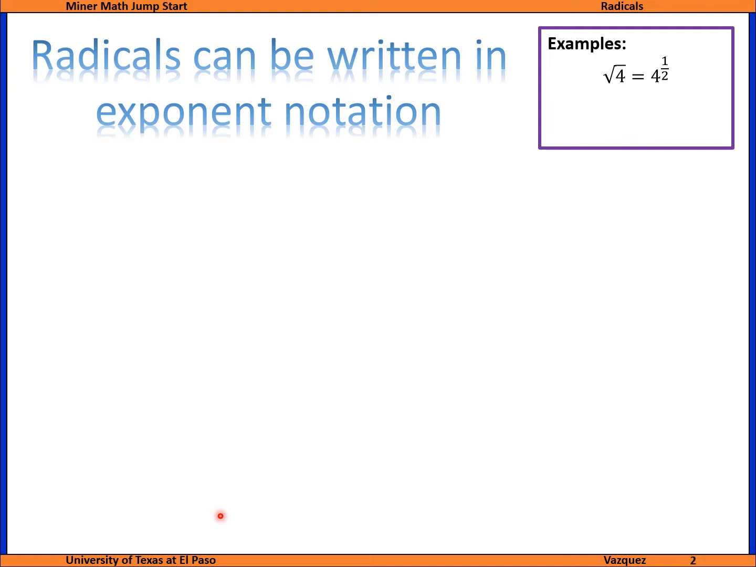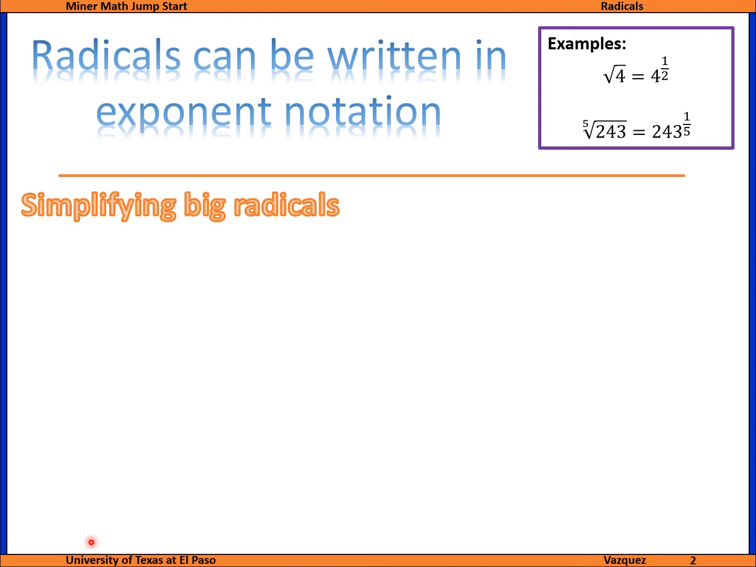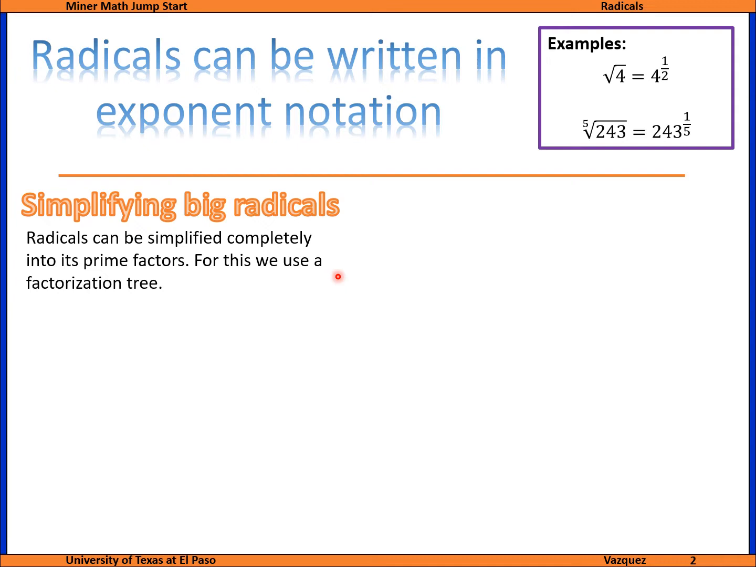And it doesn't just work for square roots. It can be, for example, a radical of the 5th root. That exponent would be 1/5. Like I said, we touched a bit on it before. But now there's more to do with radicals. In this case, we're going to be simplifying big radicals. What that means is radicals that have numbers that can be split into multiple factors. In any case, they can be completely simplified into prime factors.